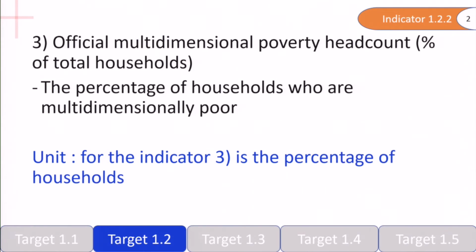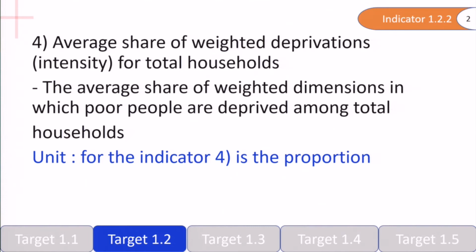Now, the third measure used under this indicator is the official multidimensional poverty headcount, which is the percentage of households. So, the percentage of households who are multidimensionally poor is measured. The fourth measure under this indicator is the average share of weighted deprivations, or intensity, of total households. The average share of weighted dimensions in which poor people are deprived among the total households is calculated, and the unit of this measure is proportion.